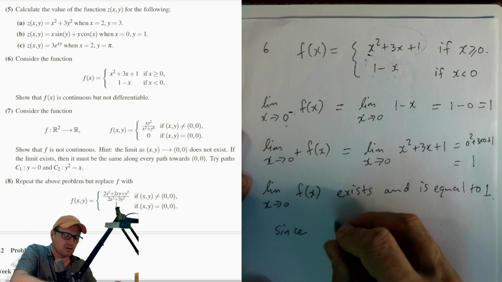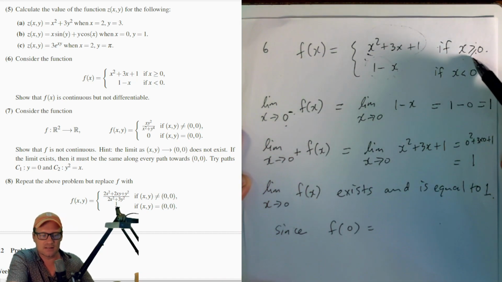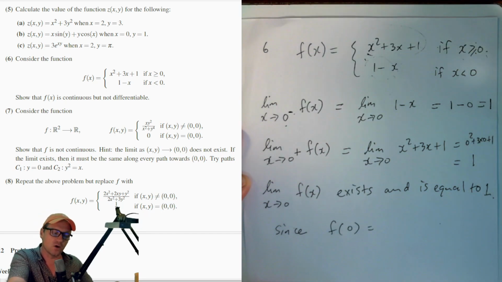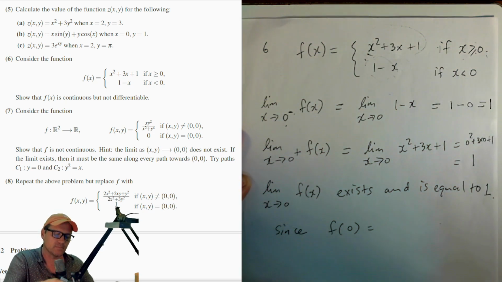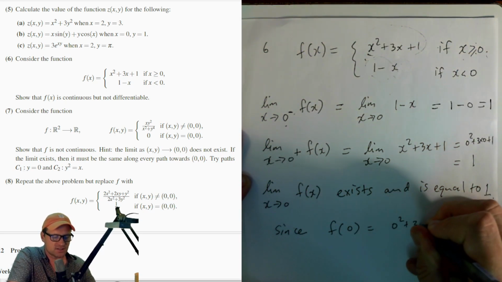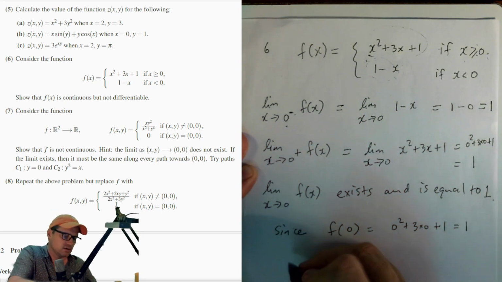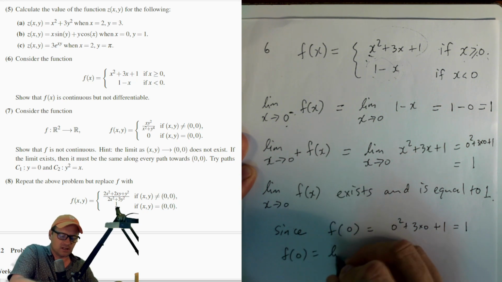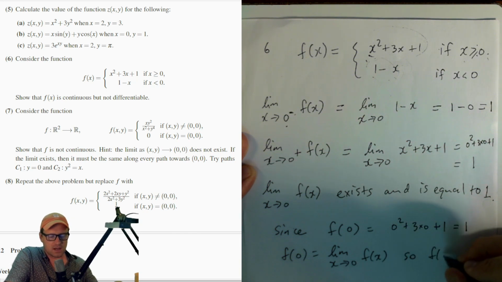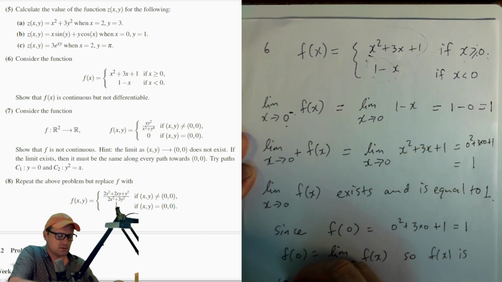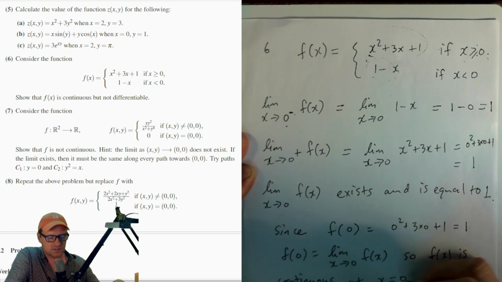Now notice that this is a greater than or equal to sign, and so f(0) is defined. It's defined to be this function at 0. So we have 0 squared plus 3 times 0 plus 1, which is 1. f(0) is equal to the limit as x approaches 0 of f(x). So f(x) is continuous at x equal to 0.